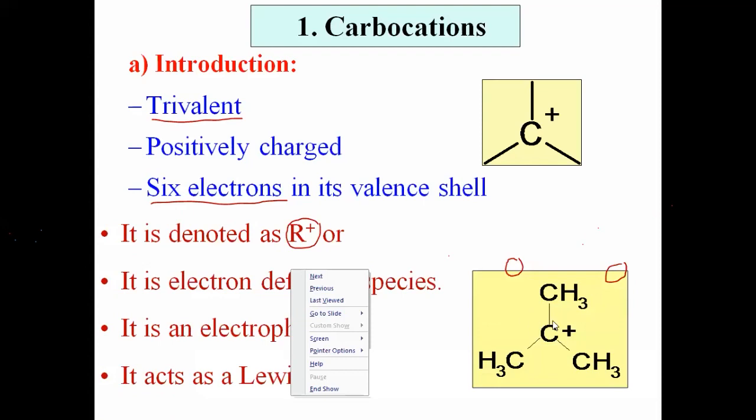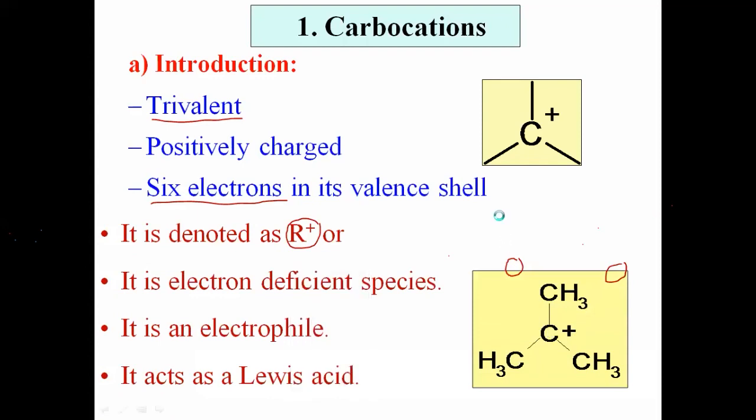Okay, this is the example. Carbon center having positive charge. There are 3 methyl groups attached to the center carbon. Yes, it is a carbocation, an example of a carbocation. Okay, now let us see the second step.